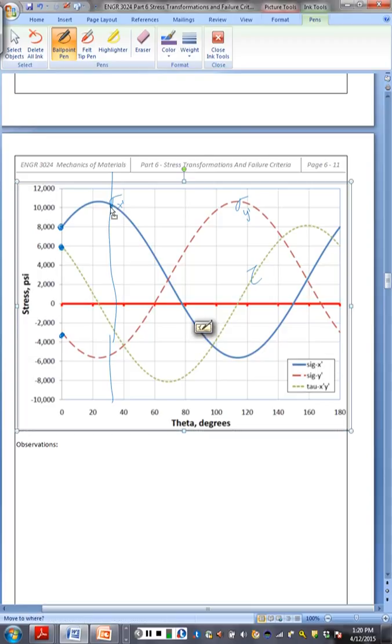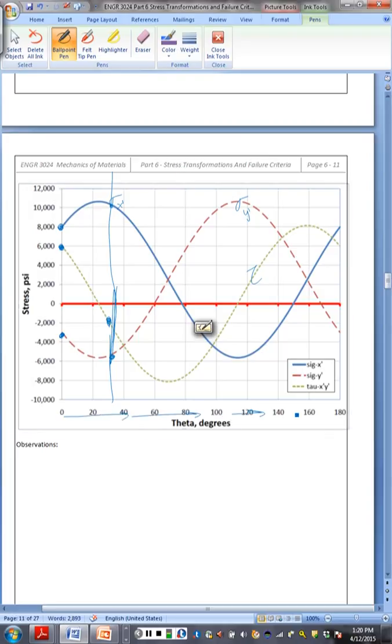And we got a sigma x that is slightly over 10,000, about a minus 5,000 sigma y, and about a minus 2,000, or minus 1763 to be exact, on the shear stress. You can see as you change that theta angle of direction or angle of rotation, you have sinusoidal variation of each of these transformed stresses.